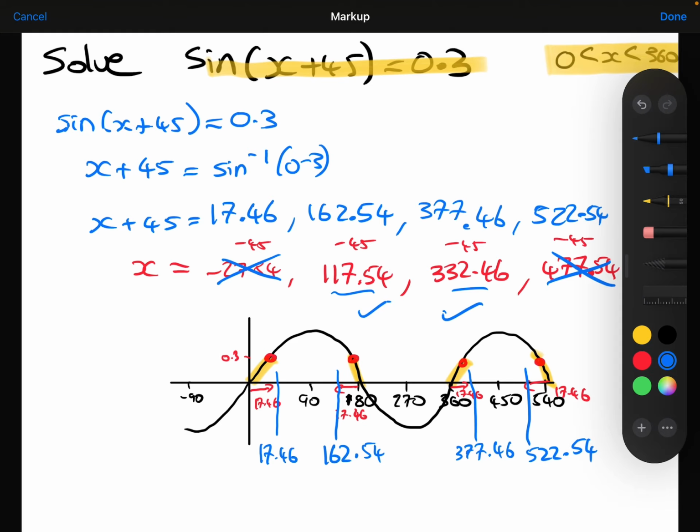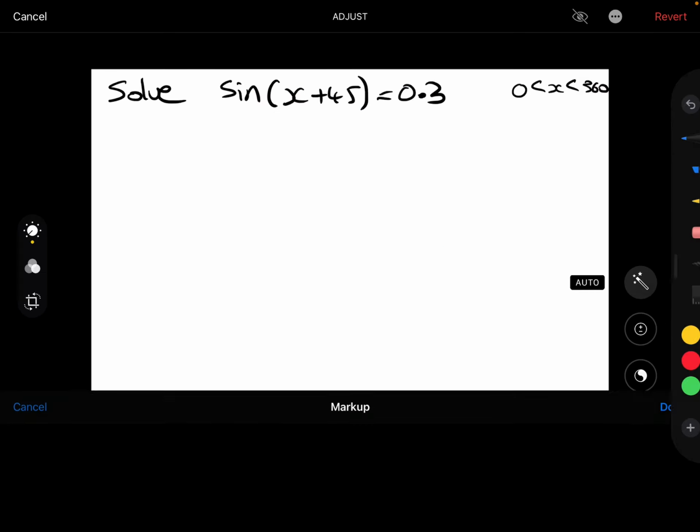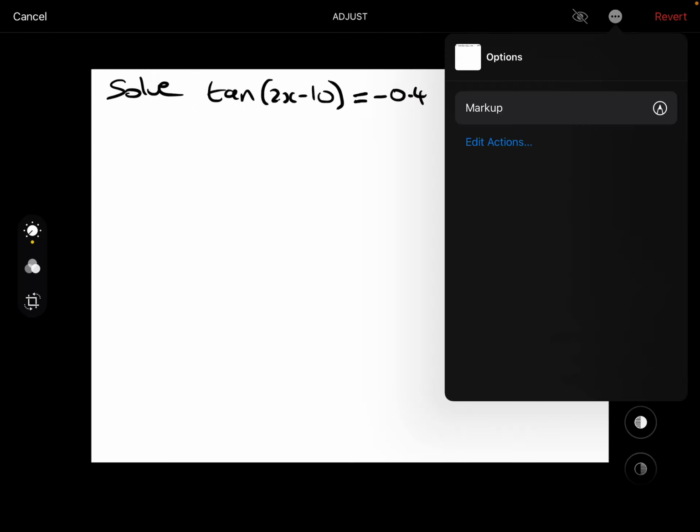So again, key thing, do not subtract the 45. Draw the graph first. Draw the graph bigger than what you need. I drew it an extra 180 degrees. I probably didn't need to go that far, but draw the graph bigger than you need so that you're able to get all of the answers once you adjust at the very end.